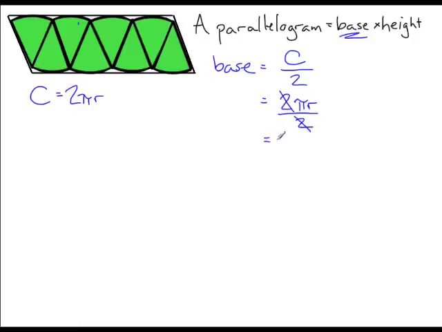So we can simplify that formula to say that the base equals pi times the radius. Now let's look at the height. The height is the distance from the top here to the bottom, and it forms 90 degrees with the base. Okay, so this is the height. The height, as you can see, is the same as the radius of the circle. So the height, h, equals the radius, r.